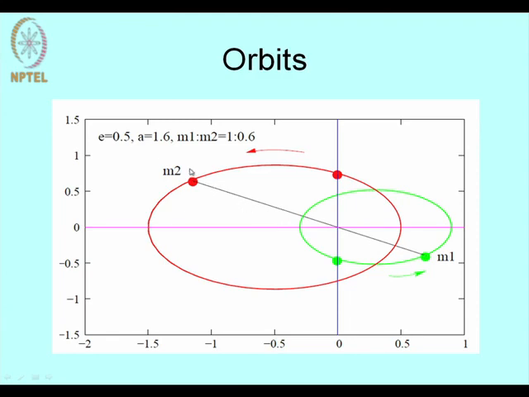These distances are in the ratio 1:0.6. The semi major axes are also in the ratio 1:0.6. So, this is in general what the orbits look like for binary systems.